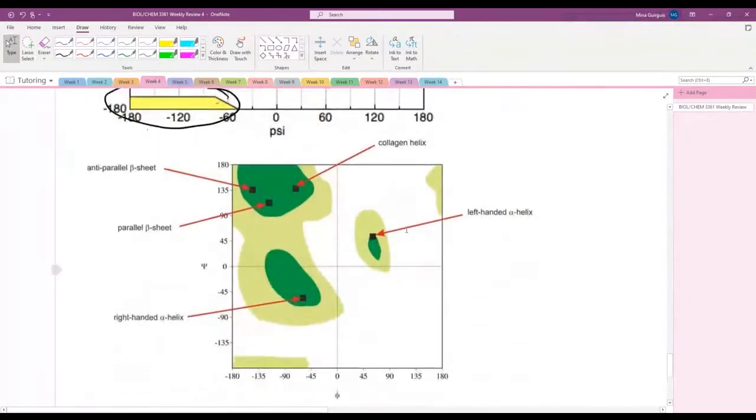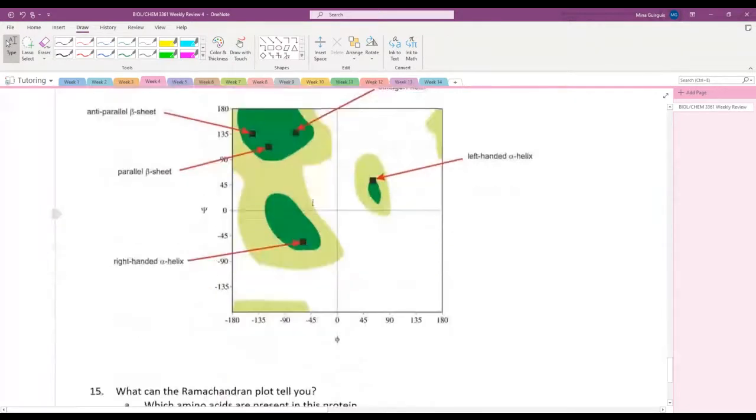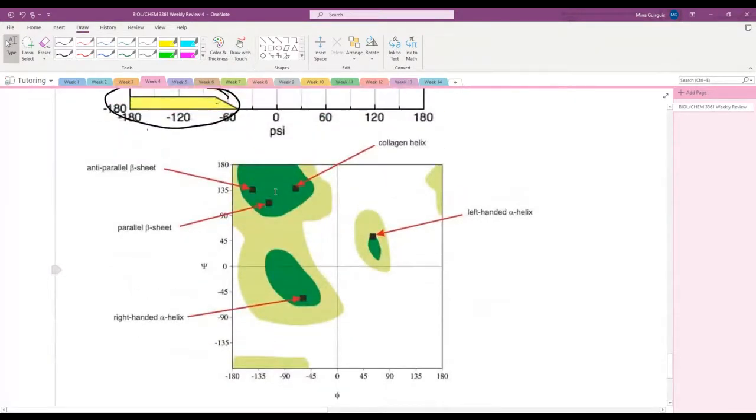What you guys see here is the full Ramachandran plot. This is, I think, a much better one that actually shows what we're trying to show. This one is a little bit more rigid. So anti-parallel and parallel beta sheets tend to have slightly different phi and psi angles, but they're close enough that we just kind of lump them together. They also end up appearing near a collagen helix, but that one isn't one that we talked about with respect to the Ramachandran plot in this class, so I wouldn't worry about it.